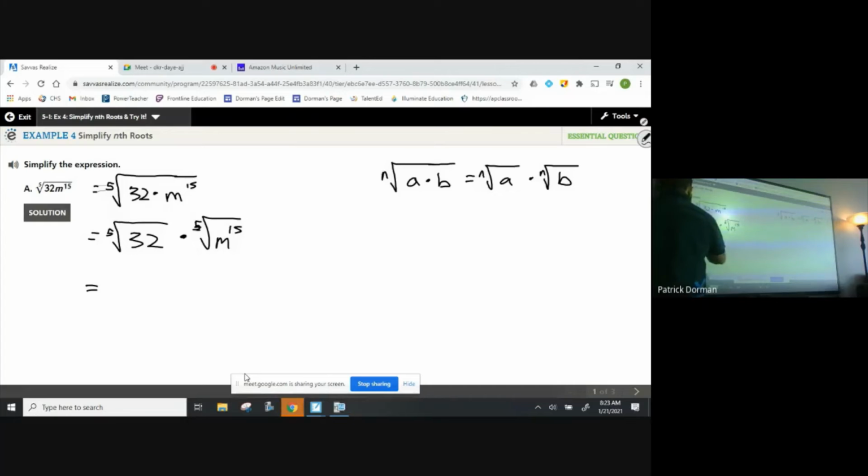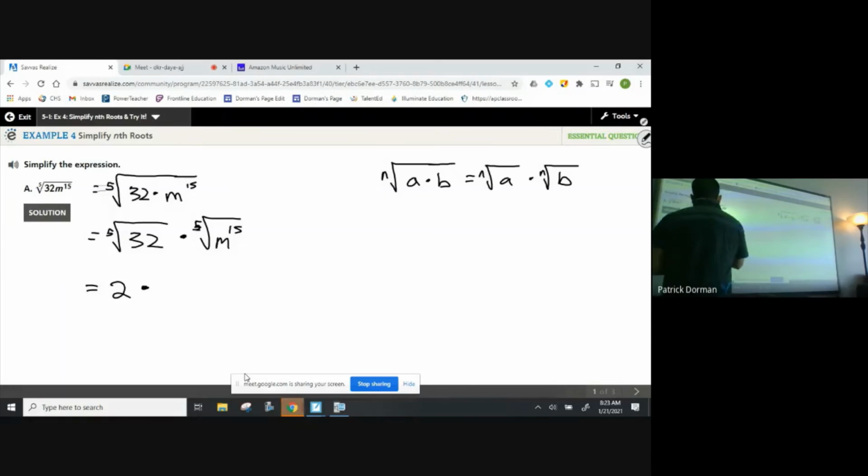All right. So what is the fifth root of 32? Remember I told you about those powers of 2? It's 2. And you can put that in your handy dandy calculator, right? Why is the fifth root of 32 2? Because 2 times 2 times 2 times 2 times 2 is 32.